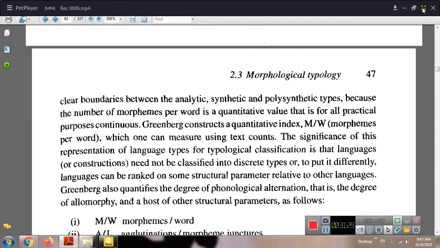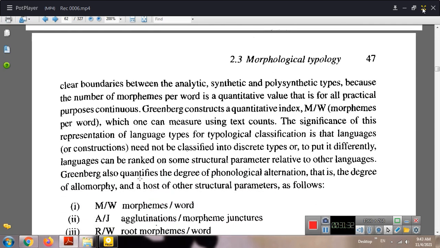The significance of this representation of language types for typological classification is that languages or constructions need not be classified into discrete types, or to put it differently, languages can be ranked on some structural parameter relative to other languages. Greenberg also quantifies the degree of phonological alternation, that is, the degree of allomorphy, and a host of other structural parameters as follows.